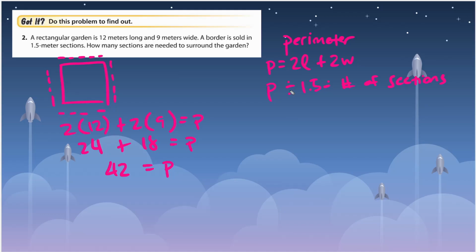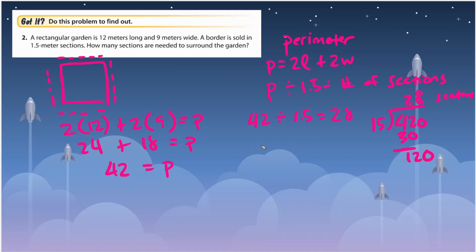Then we take P and we divide by 1.5. So 42 divided by 1.5. So that's 420 divided by 15. 15 goes into 42 2 times. 30. 12, bring down the 0. 120. 15 goes into 120 8 times. So we need 28 sections.